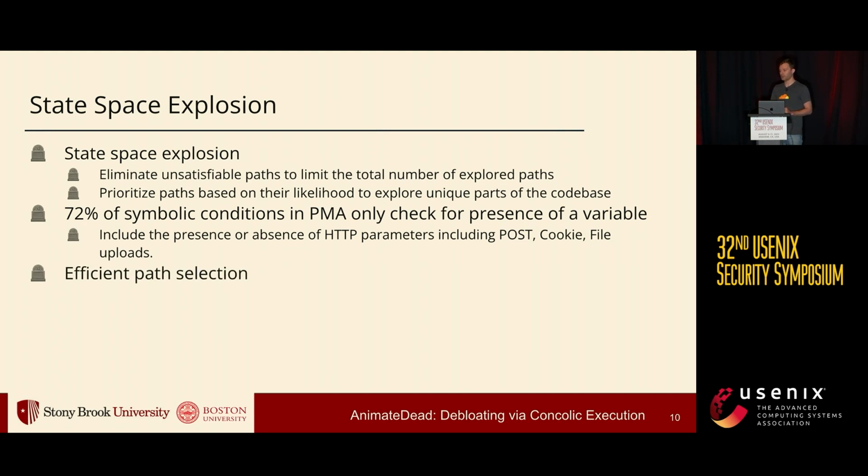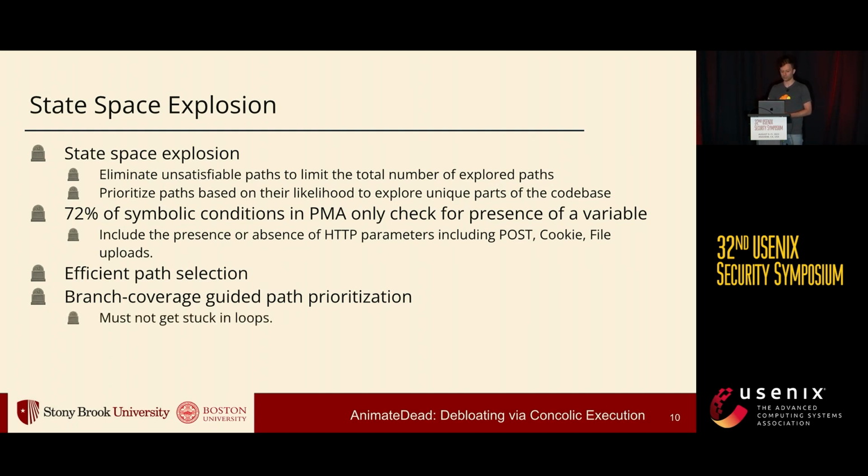On top of that, we experimented with DFS, which essentially means the next path that you identify, go and explore that, versus a more efficient path selection, which we called branch coverage guided path prioritization. And again, the intuition here was that we wanted to make sure we do not get stuck in loops and we maximize unique code coverage. And there's more details to that, but for that, I'll refer you to the paper.